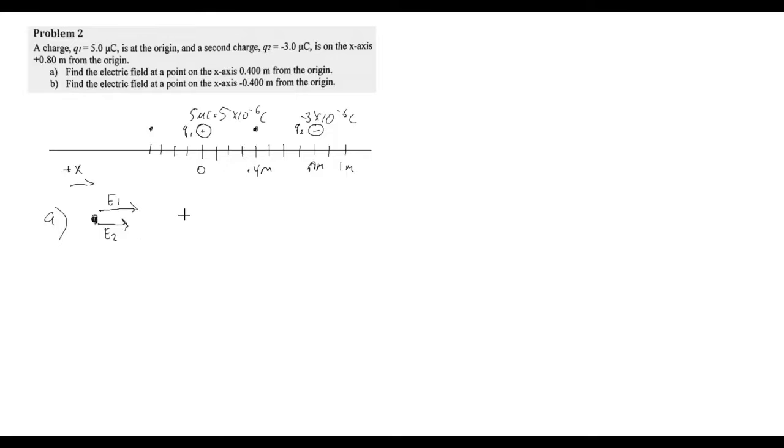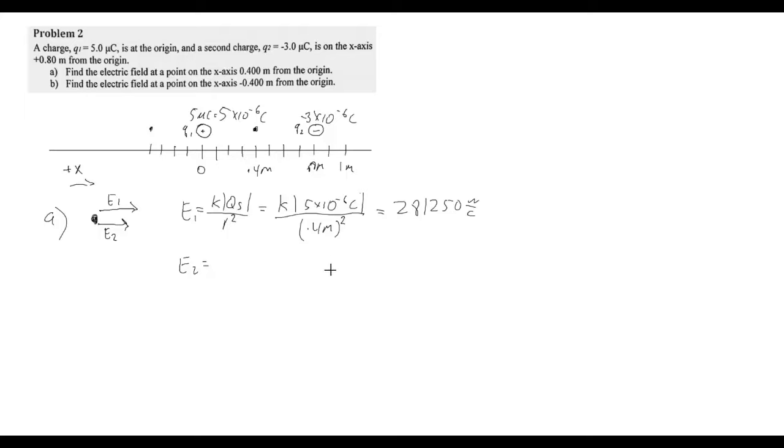To do that, we would simply use that same equation we used before. E is equal to k q source over r squared. So for E1, this is k, which is 9 times 10 to the 9th, times Q1, which is 5 times 10 to the negative 6 coulombs. Notice I put the absolute value over the distance, which in this case is 0.4 meters squared. This, when you plug it in, comes out to 281,250 newtons per coulomb.